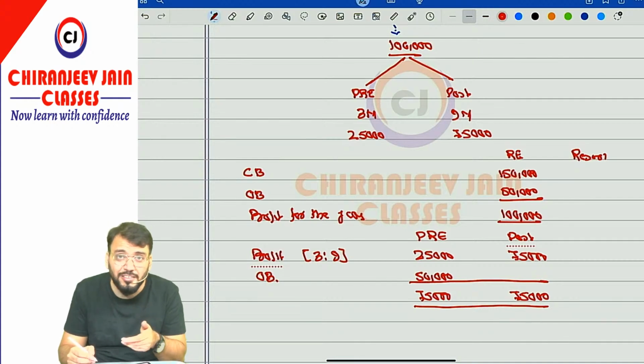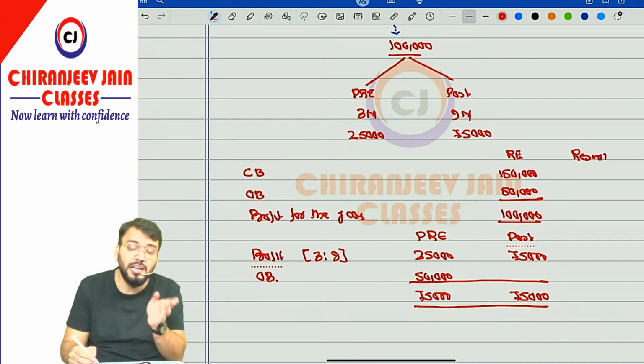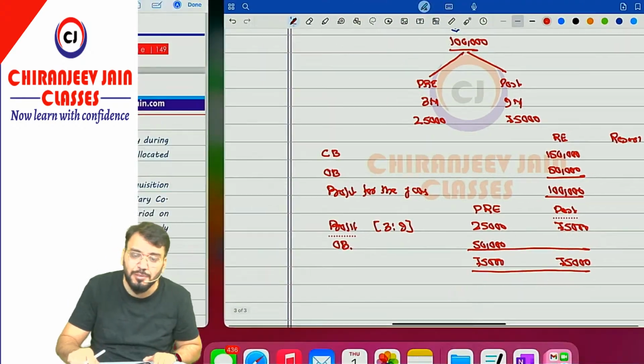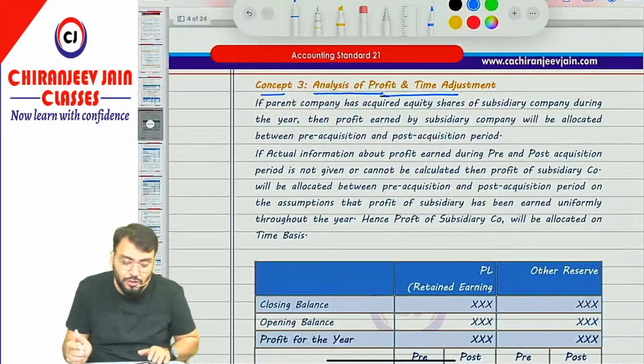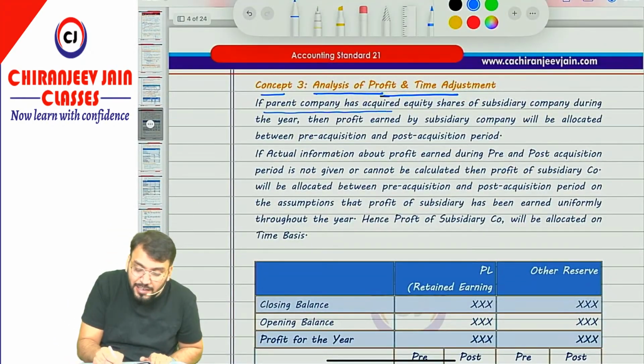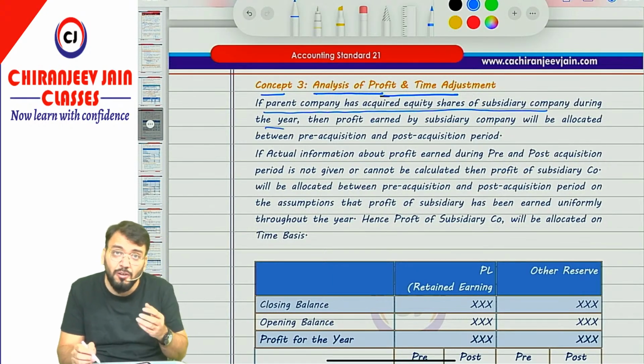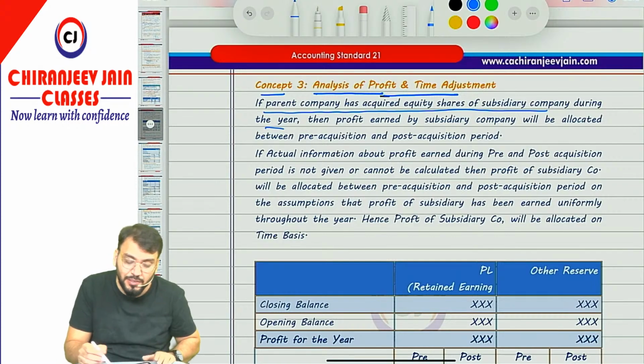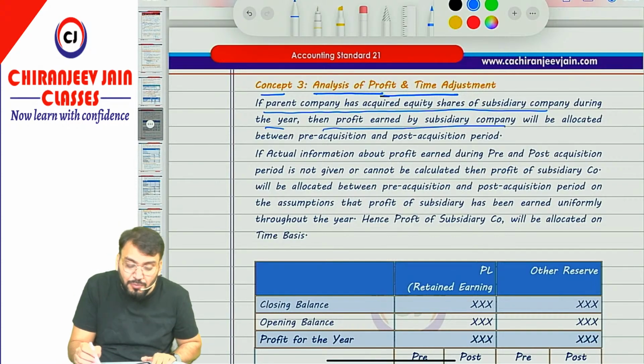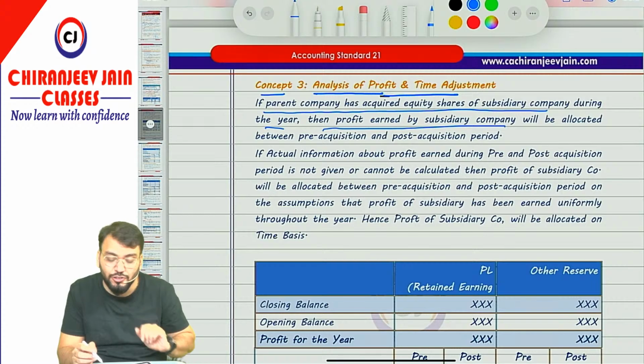So if there is some general reserve, we'll find out how much general reserve is pre and post in the same way as per the information given in the question. You can see the parent company has acquired equity shares of the subsidiary company during the year. This concept is applicable only when the shares are acquired during the year. Then the profit earned by the subsidiary company will be allocated between pre and post acquisition profit.